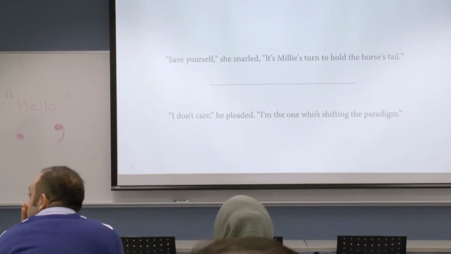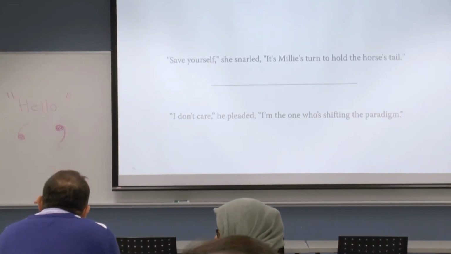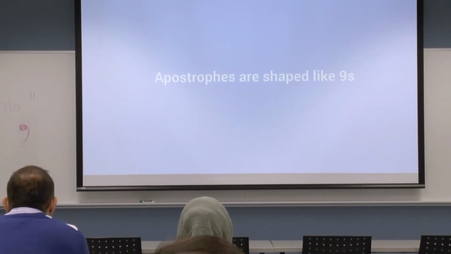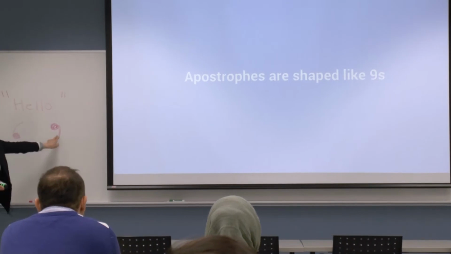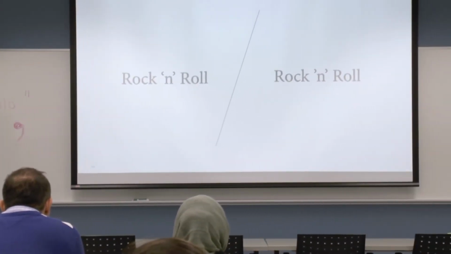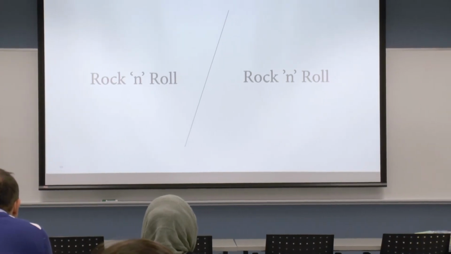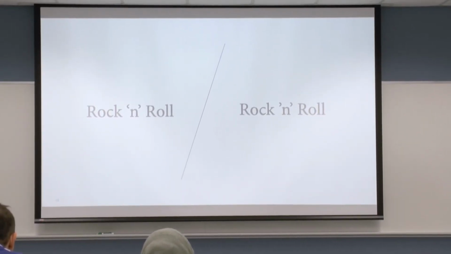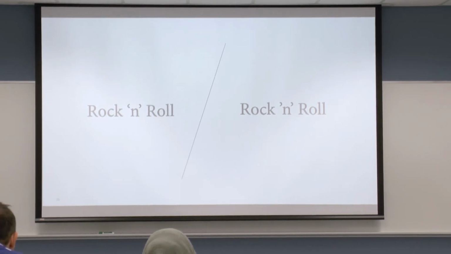Okay, apostrophes are always shaped like 9s. Okay, so let's take a look at this example. We're talking about rock and roll. Which is the correct one? So first of all, what is it replacing?